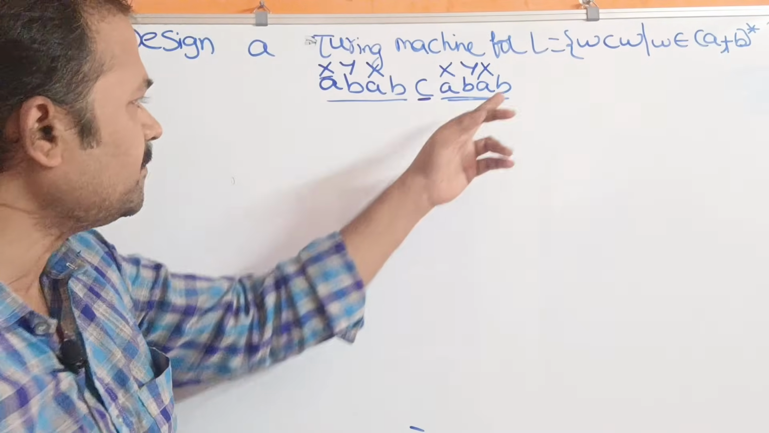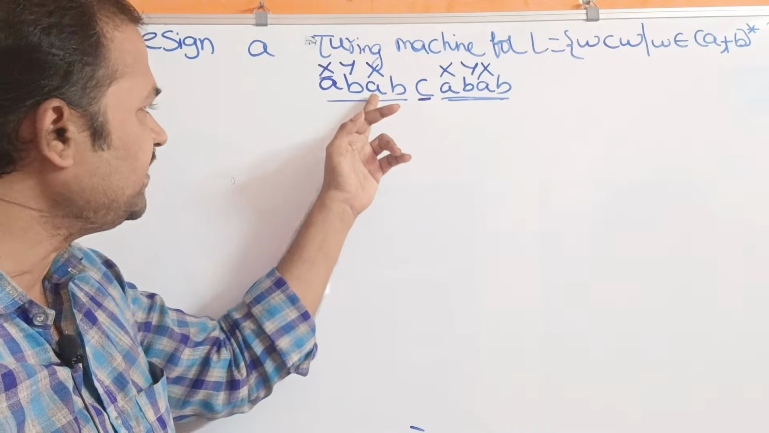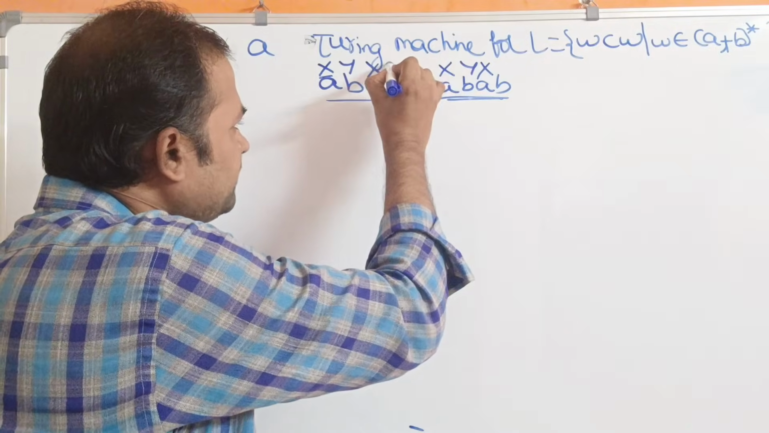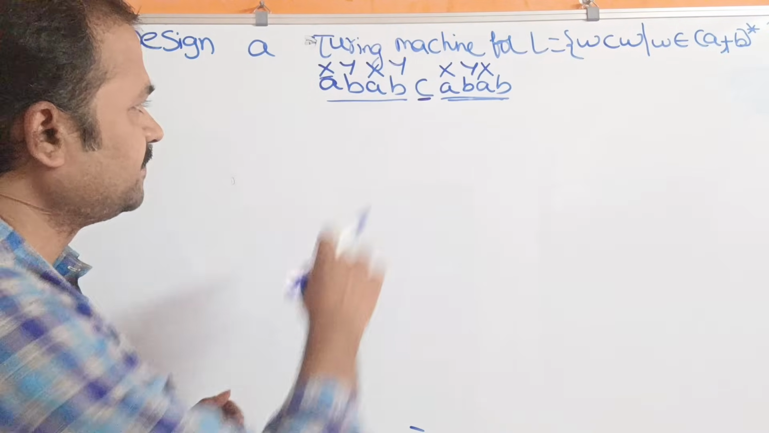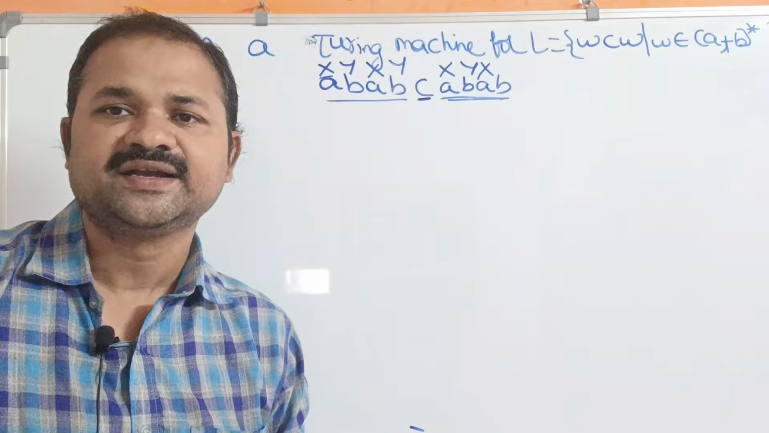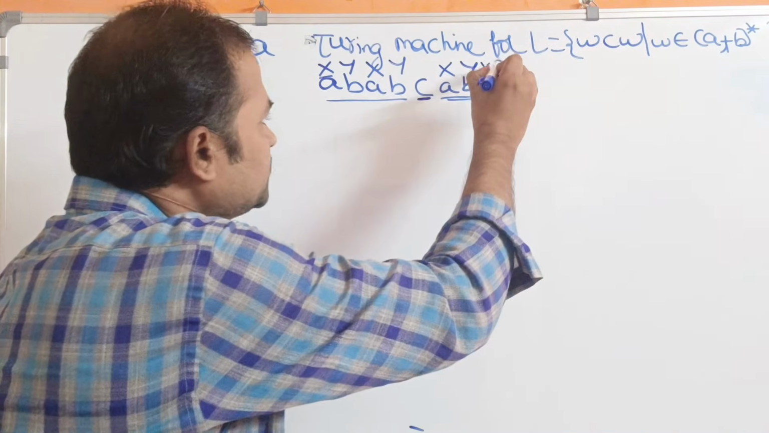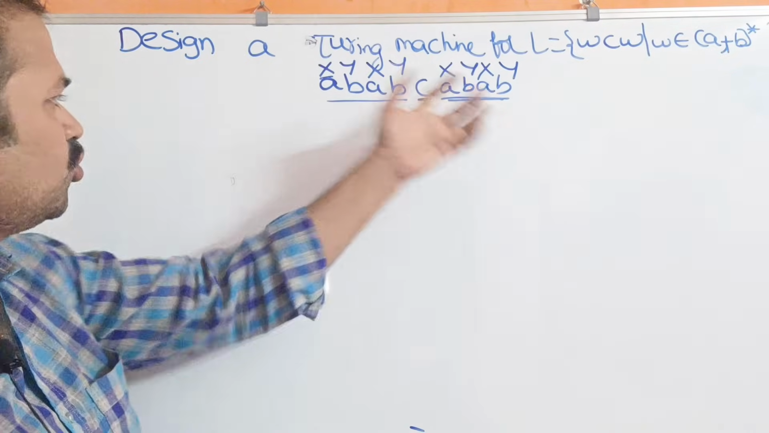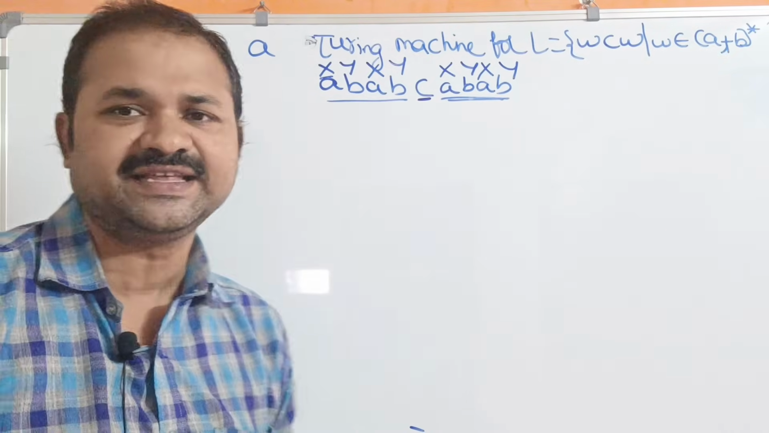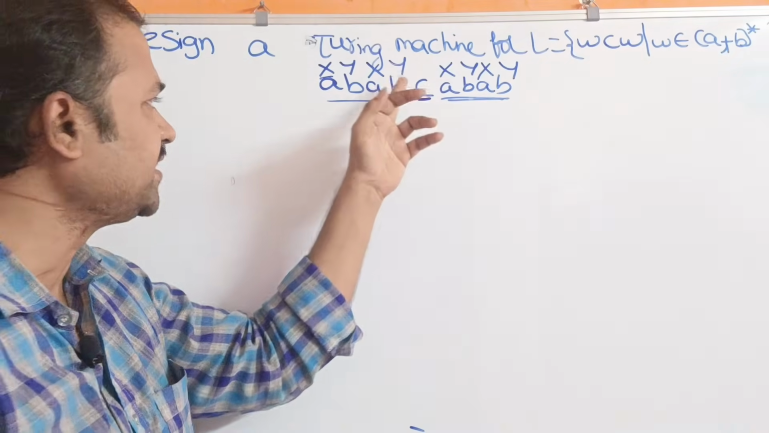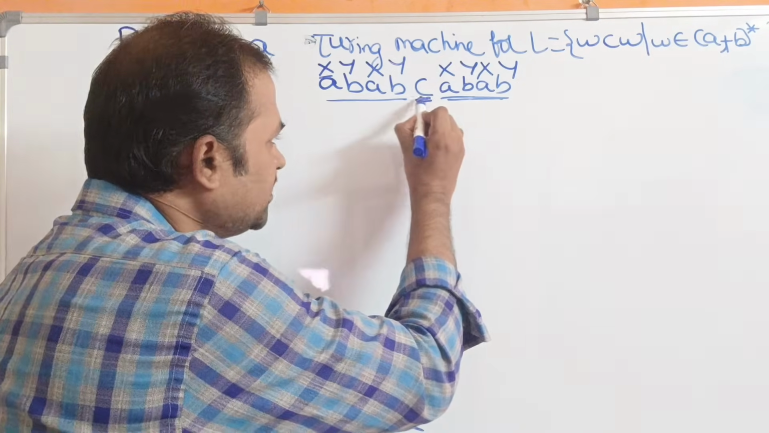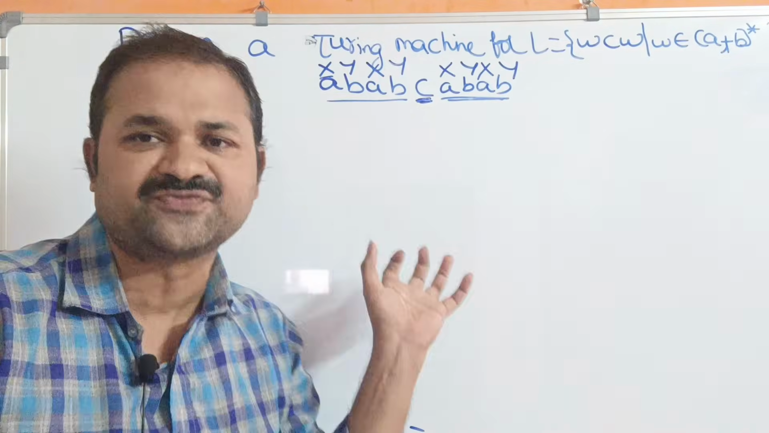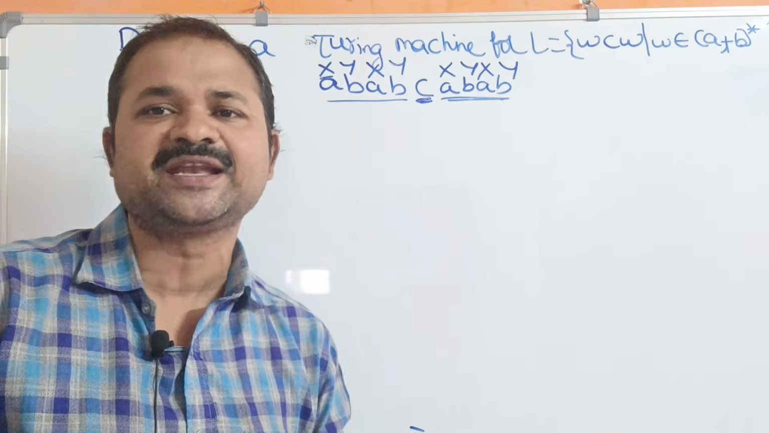And then come back, move towards the left till we get either X or Y. Here we have X, and after this we have B, so replace this B by Y. And then move towards the right till we get either X or Y. So replace this B by Y. And after that come back, move towards the left till we get either X or Y. So here we have Y, and after Y we have C. If we reach C, then it specifies that W is over. The string is completely processed.